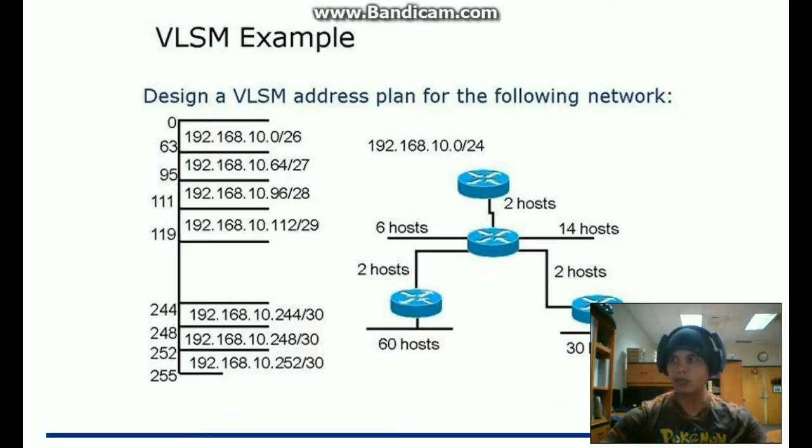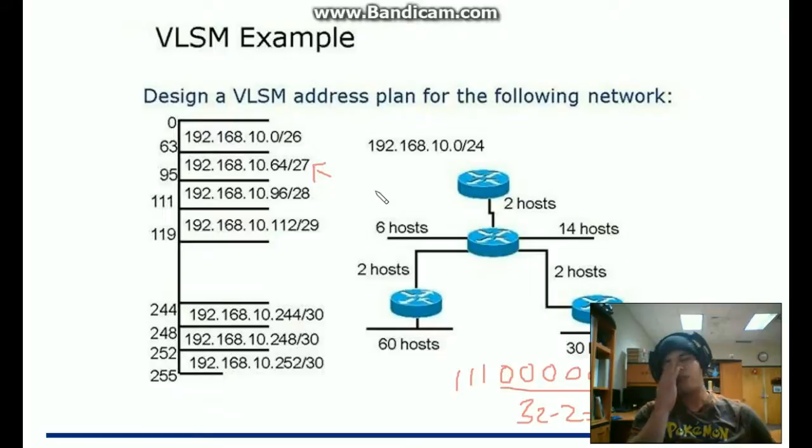So we have 30 hosts. So what kind of subnet mask do we need for 30 hosts? Let's start with our host bits. So 2, 4, 8, 16, 32. 32 minus 2 equals 30. Matches perfectly. So we need 5 host bits in the host field of our subnet mask. So that means we have 3 bits left over, which equals a /27.